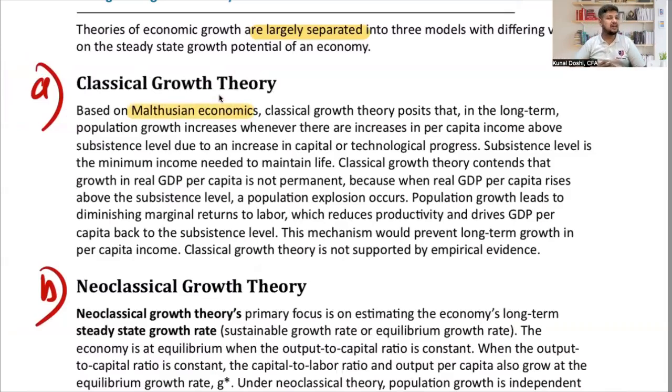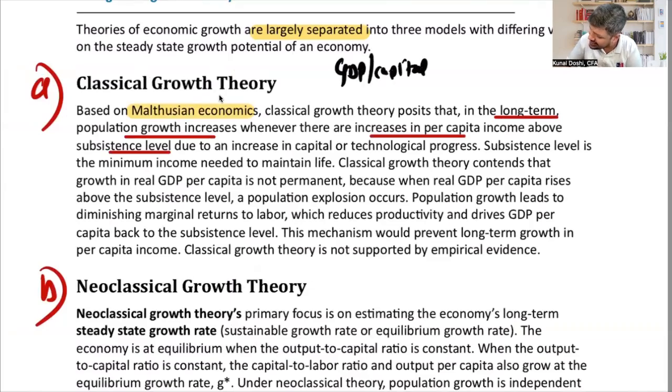Now here the classical theory is based on an English economist called Thomas Malthus, based on his version of economic growth rate. Now, what does this theory say? It points out that the long-term population growth increases whenever there is an increase in per capita income above the subsistence level. So whenever the GDP per capita is greater than something they call the subsistence level.